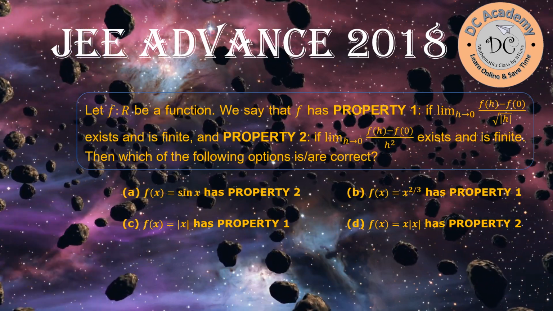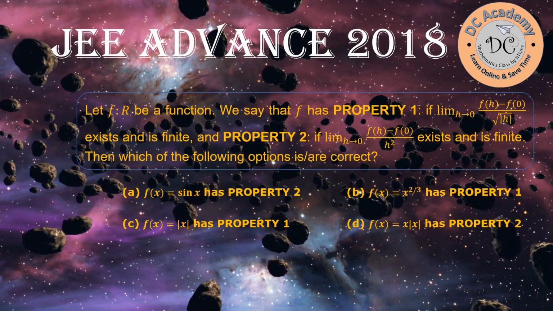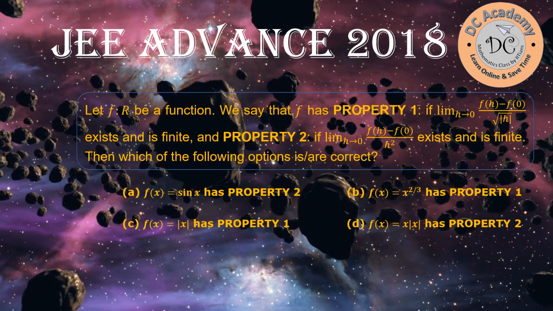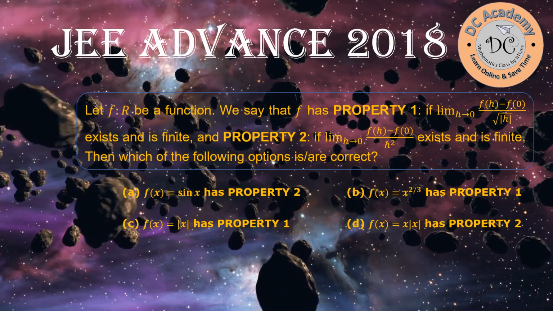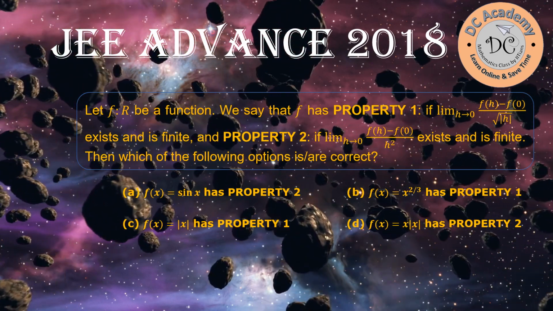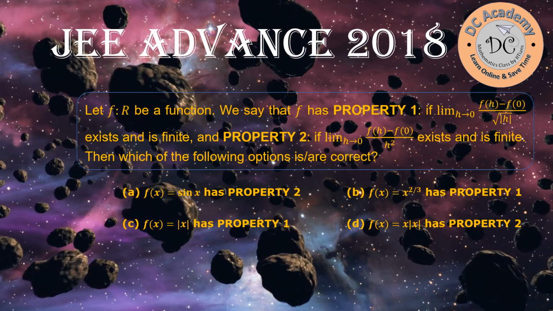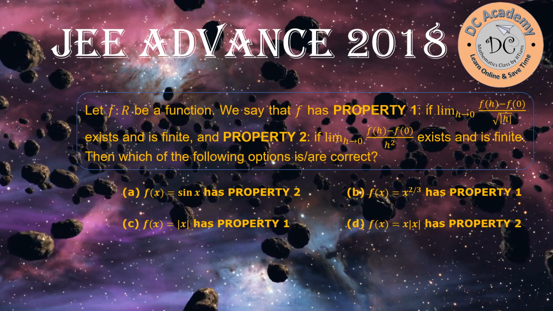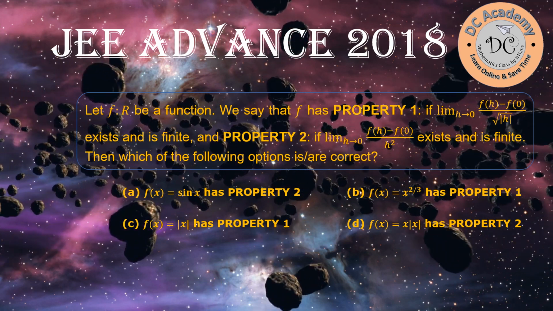Okay, let's go ahead. So here, first of all, it is given that there are two properties. One is property 1 and property 2. And these two properties are based on the limit. Now, if the given limit exists and has a finite value, then the corresponding property is satisfied.